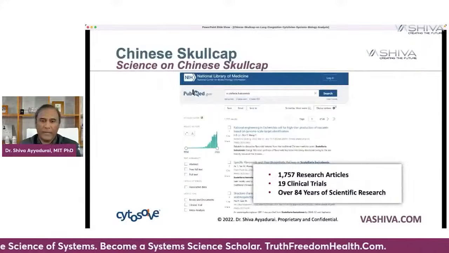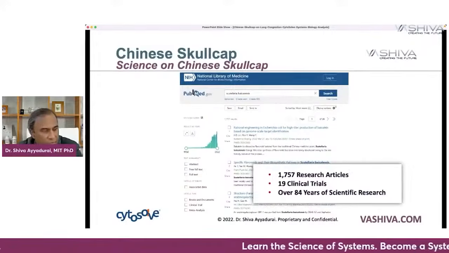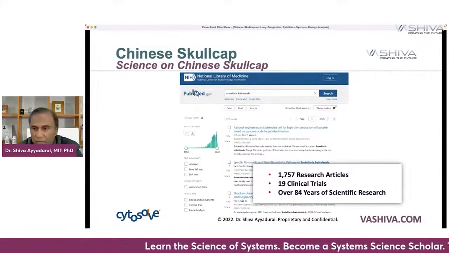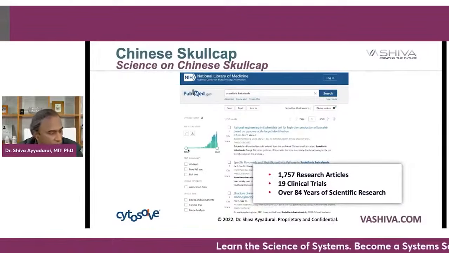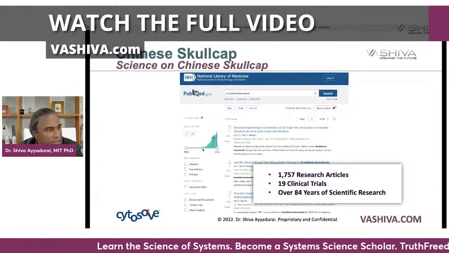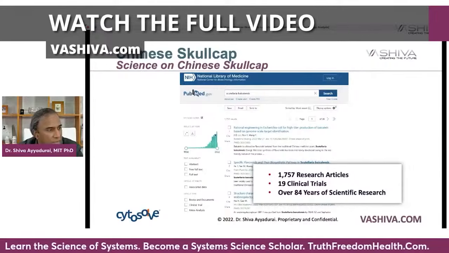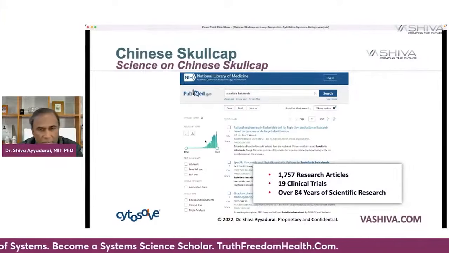So anyway, there's been about 1,757 research articles, 19 clinical trials, and over 84 years of research. So there's been a decent amount of work, and you can see over here on this graph that the studies over the last 10, 15 years have explosively grown in the amount of research that's been going on.